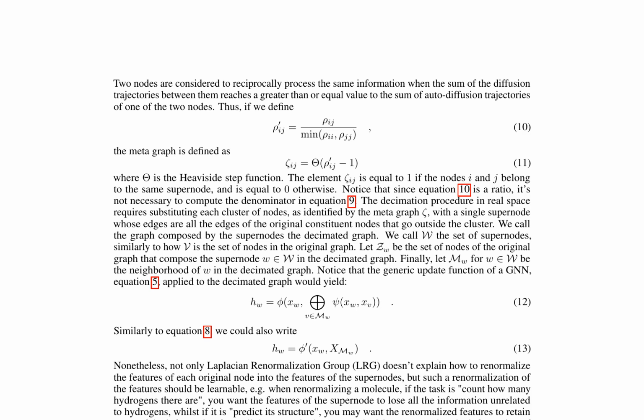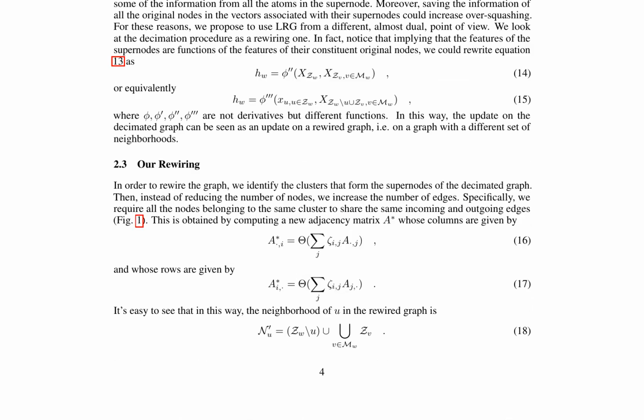Specifically, all nodes belonging to the same cluster are required to share the same incoming and outgoing edges, as depicted in Figure 1. This is achieved by computing a new adjacency matrix operator, whose elements are determined by the product of the original adjacency matrix A and the metagraph matrix zeta. Consequently, the neighborhood of a node u in the rewired graph is redefined as the union of Z_W, where Z_W represents the set of nodes that compose the supernode W.